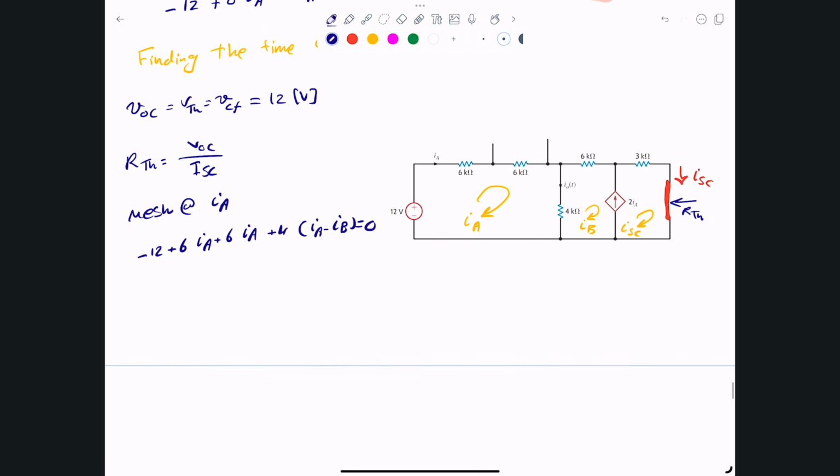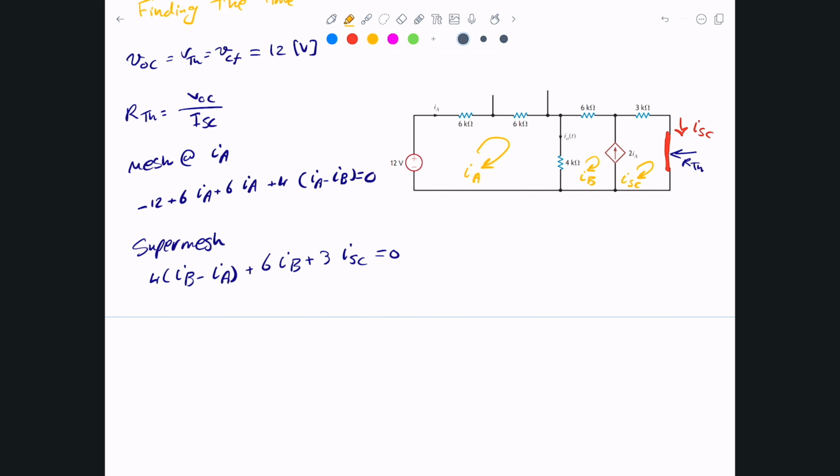And then at mesh, I believe what we do need is actually a super mesh in here, okay? So that's not a mesh equation anymore, that's a super mesh. At the super mesh, what we'll end up with is the following: 4 I of B minus I of A plus 6 I of B plus 3 I short circuit equal 0. I believe I captured all of them, 1, 2, 3, 4. Yes.